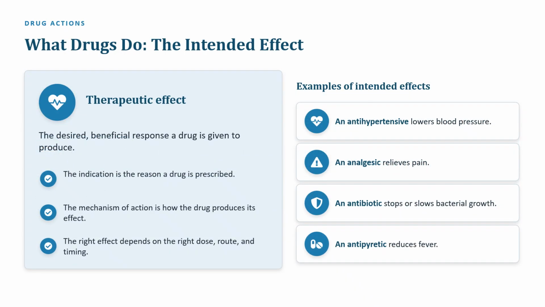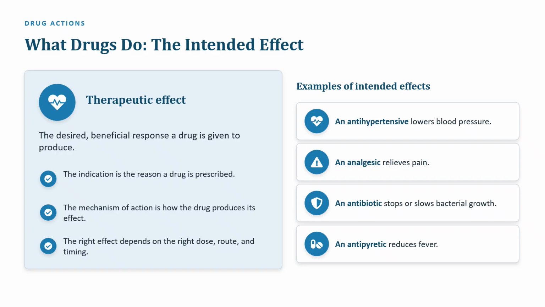Now we turn to what drugs actually do inside the body, and we start with the good news, the effect we want. The therapeutic effect is the desired beneficial response a drug is given to produce. It's the whole reason the drug is prescribed in the first place. Two supporting terms belong here. The indication is the reason a drug is prescribed, the condition it is meant to address. The mechanism of action is how the drug produces that effect at the cellular or system level.